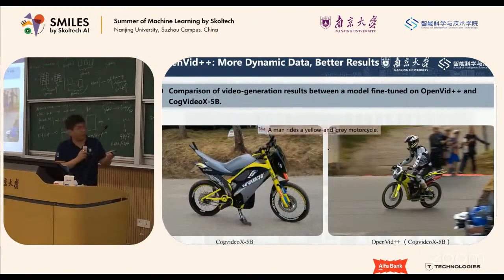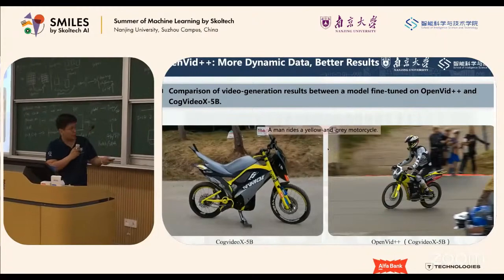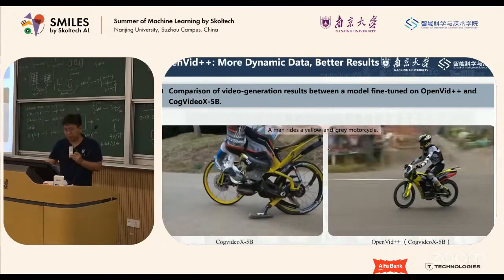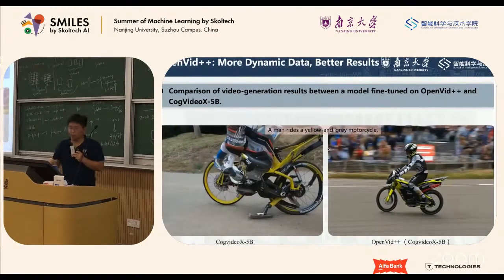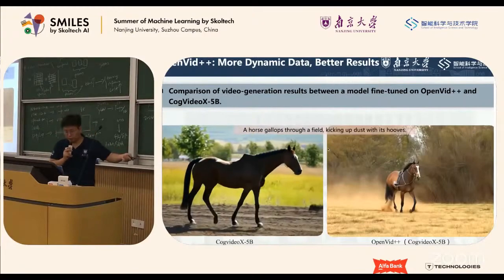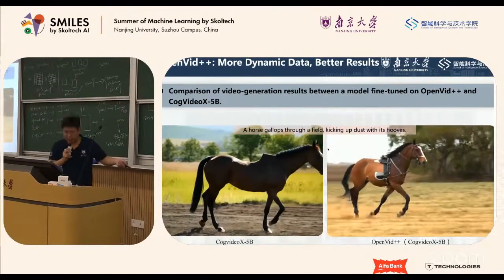And we also compare the model trained by OpenVID++ with the baseline model CogVideoX 5 billion. So here are the illustrations. The motorcycle sequence tests subject structure, motion, posture, and viewpoint stability and consistency across videos. And here are another examples for the running horse, which focuses on the locomotion and the dust interaction.